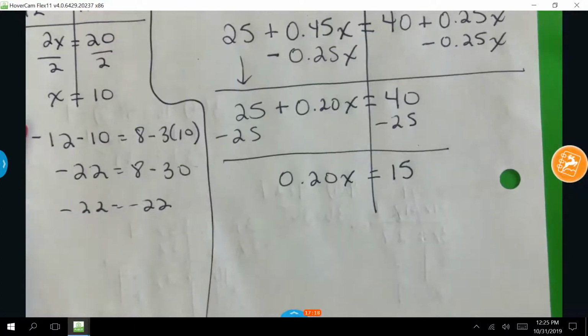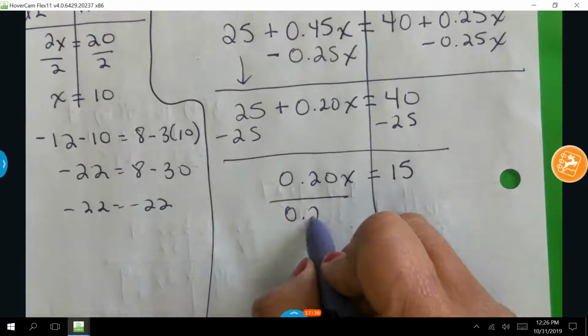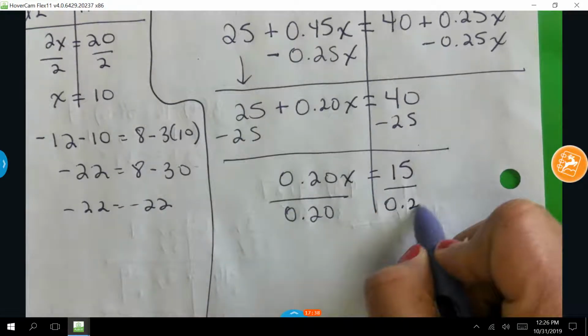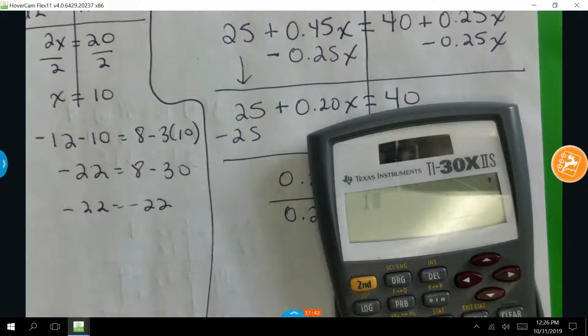And it doesn't matter that this is a decimal. You solve it the same way if it were 2x. If this were 2x equals 15, what would you do? What would you do to solve it? Divide by 2, but it's not a 2, it's 0.2, big deal. So you divide by 0.2 on both sides. You still do it the exact same way on the calculator.